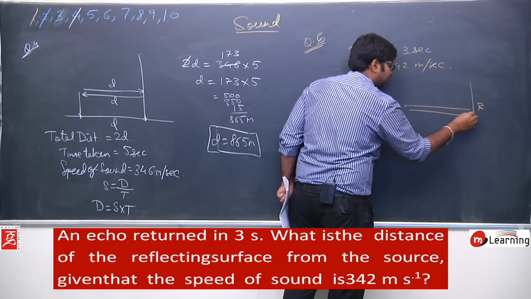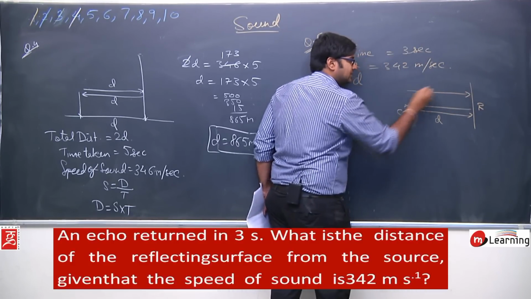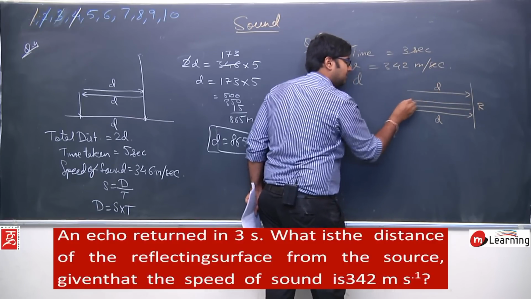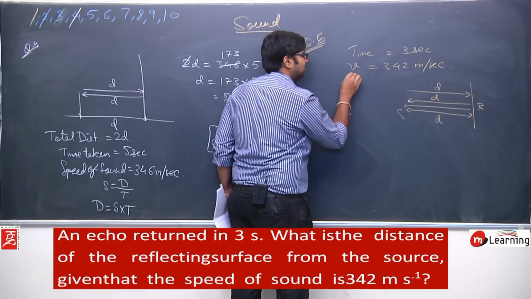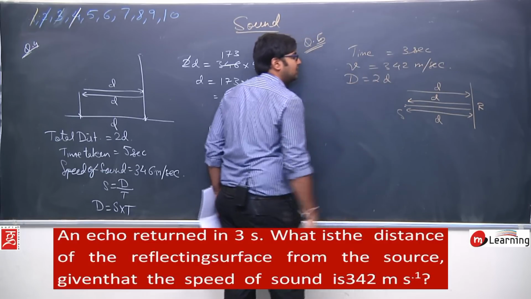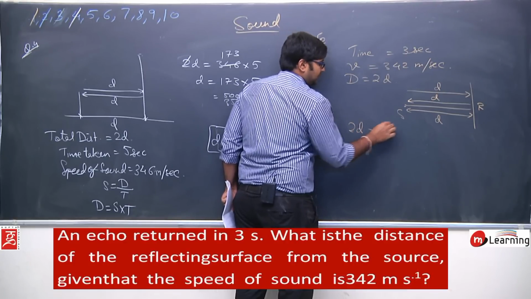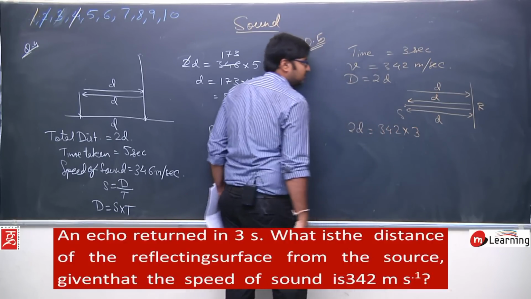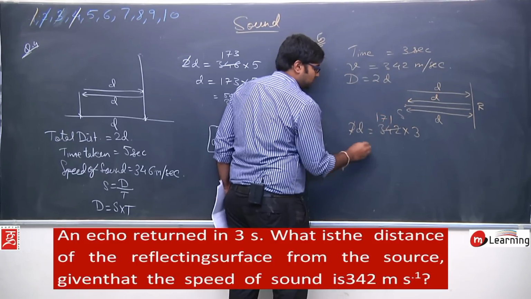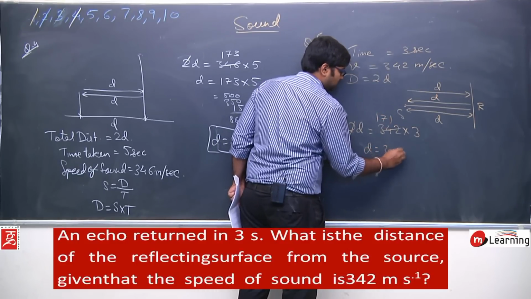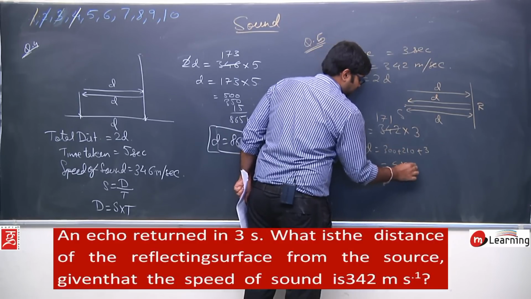If the distance between them is d, then the sound will go to the reflecting surface and travel a distance d, and will come back again by travelling a distance d to the source. So the total distance travelled is 2 times d. So 2d equals speed into time. Speed is 342 into time is 3. 2 1s are 2, 2 7s are 14, and 2 1s are 2. So d will be 300 plus 210 plus 3, that is 513 meters.